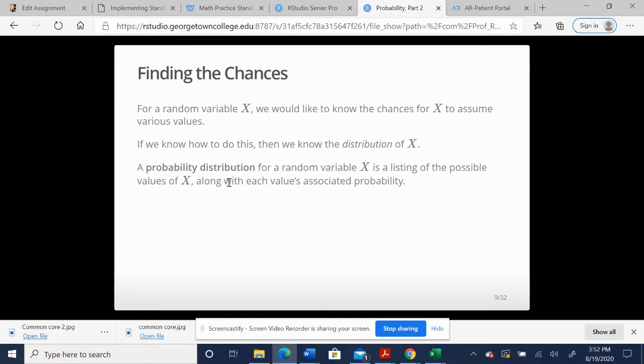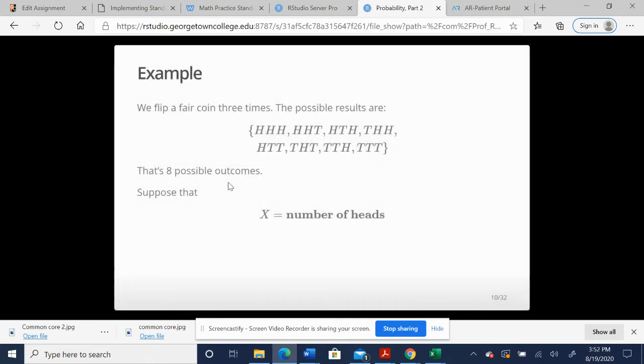So a probability distribution for a random variable is a listing of the possible values of whatever it is I'm recording, along with the probability of getting that particular value. Okay, so let's look at this example.